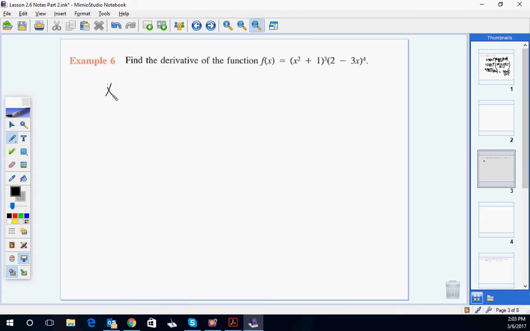first derivative of the second. So derivative of the second would be you drop the 4, 2 minus 3x to the third, negative 3, plus second times derivative of the first. Drop the 3, pull out the 2x.